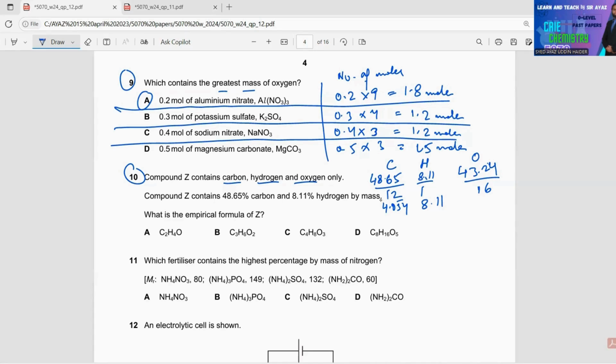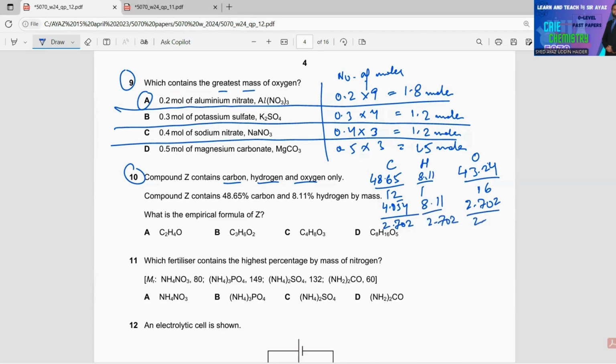43.24 divided by 16 is 2.7025, so 2.702. Okay, now you have to divide all these values by the smallest number, which is 2.702.